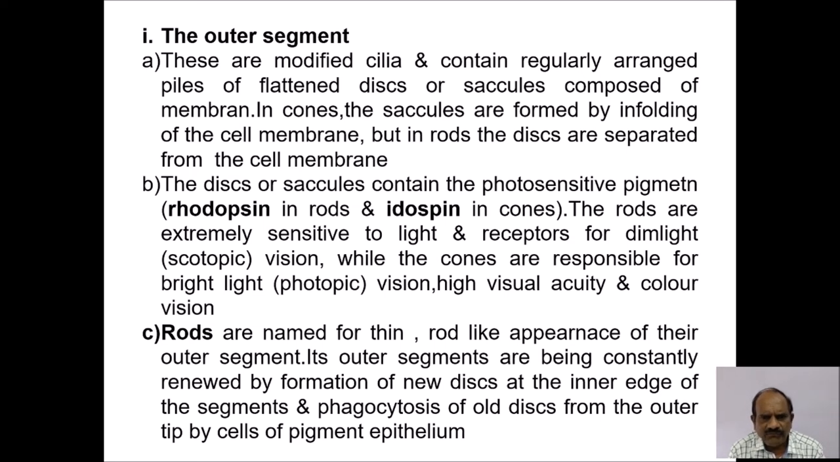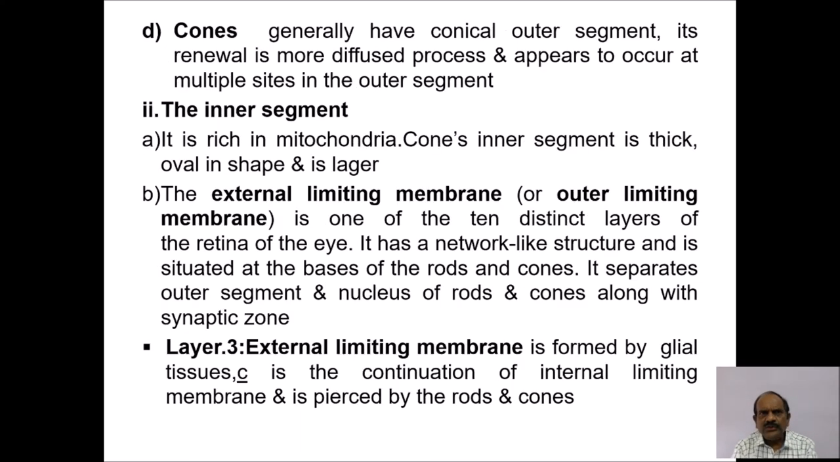The rods are named for the thin, rod-like appearance of their outer segment. Their outer segments are constantly renewed by formation of new discs at the inner edge of the segment and phagocytosis of the old discs from the outer tip by the cells of the pigmented epithelium. Cones generally have a conical outer segment and its renewal is a more diffuse process and appears to occur at multiple sites in the outer segment.